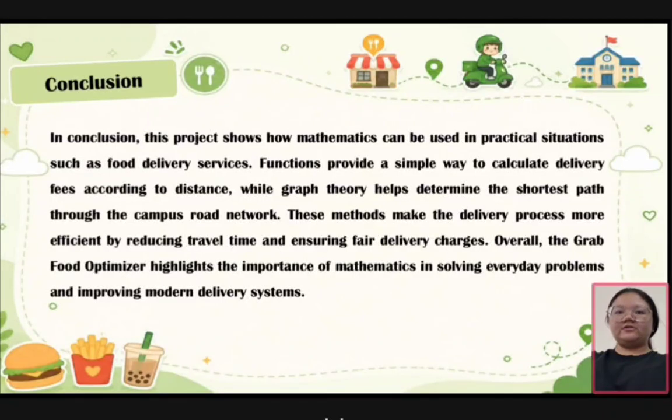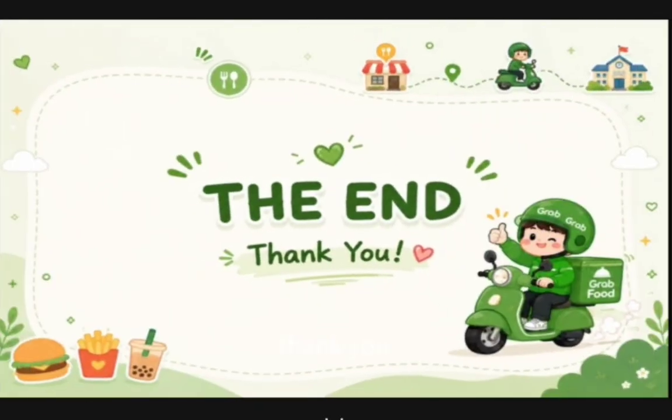The function module is used to calculate delivery fees based on delivery distance, while the graph module helps identify efficient delivery routes through the route network. These mathematical methods help reduce travel distance, improve delivery efficiency, and ensure fair delivery charges. Overall, the graph food optimizer shows how mathematical concepts can be used to solve everyday problems and improve modern delivery systems.